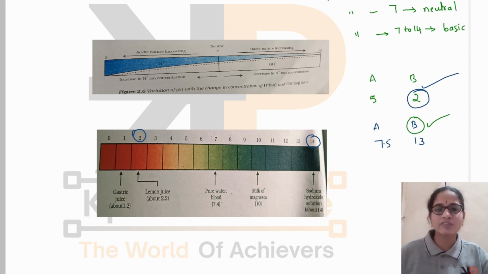Okay, right from gastric juice to sodium hydroxide, which is very basic in nature, it will cover almost all the substances as it is a mixture of indicators. It will show different color changes at different concentrations. Okay, this is all about the pH value and universal indicator.